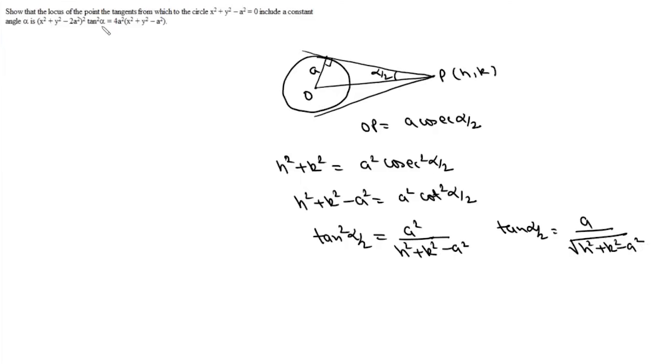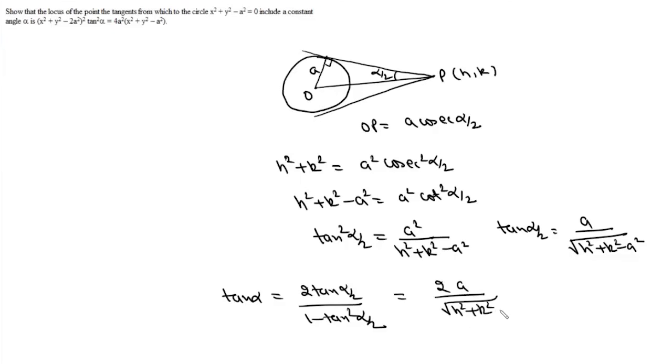Now we need this result in terms of tan alpha. Now we know that tan alpha is 2 tan alpha by 2 upon 1 minus tan square alpha by 2. So it will be this 2a upon under root of h square plus k square minus a square upon 1 minus, and here will be this a square upon h square plus k square minus a square.